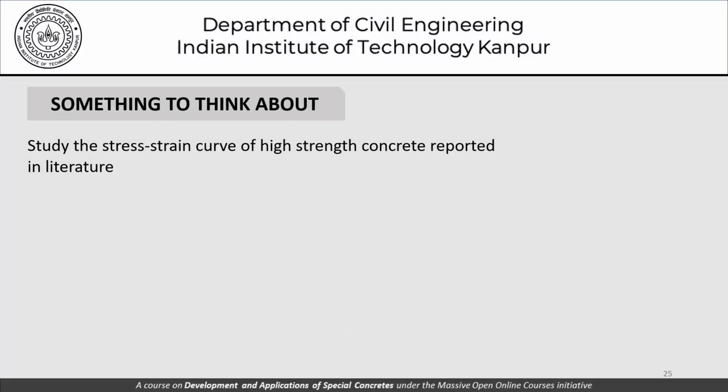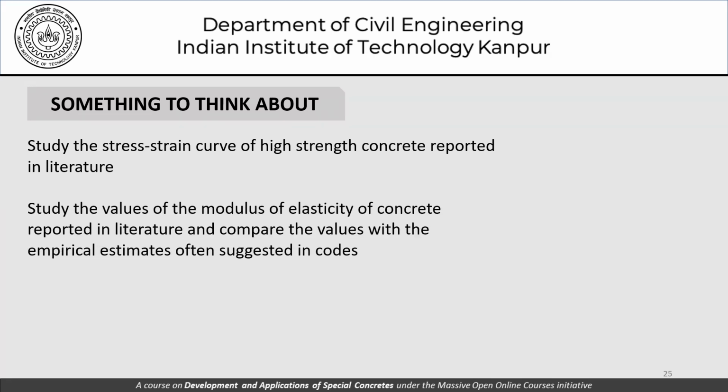Now let me end with a few homework assignments for you. Study the stress strain curve of high strength concrete reported in literature. Try to compare it with the stress strain curve of normal concretes, and compare it again with the idealized stress strain curves of concrete given in the codes. Study the values of the modulus of elasticity of concrete reported in literature and compare these values with the empirical estimates often suggested in codes.